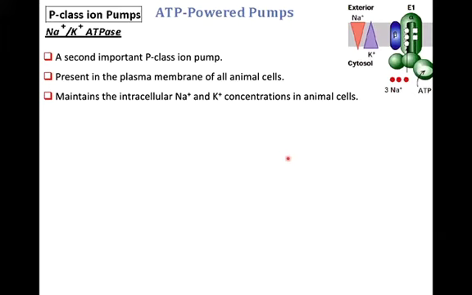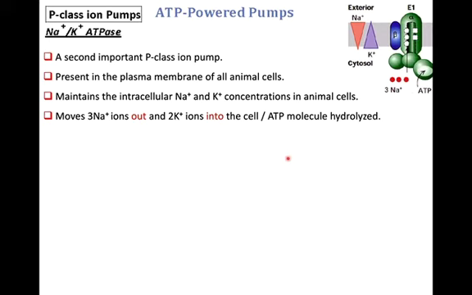And as well, these pumps have the same general structure, which is 5 subunits. So this is a second important P class ion pump, present in the plasma membrane of all animal cells. It's crucial for maintaining the intracellular concentration of sodium and potassium in animal cells. It moves 3 sodium ions out and 2 potassium ions into the cells, of course coupled by ATP hydrolysis.